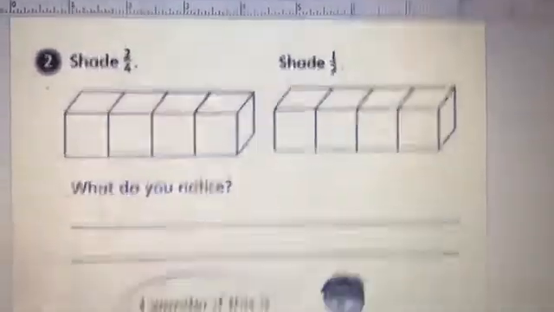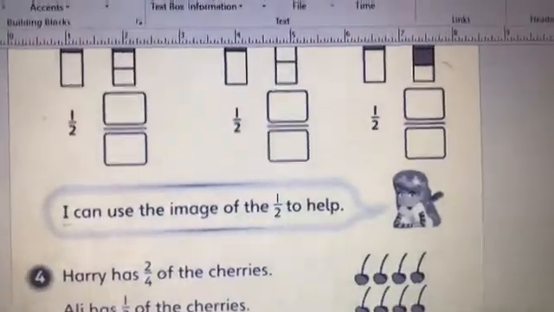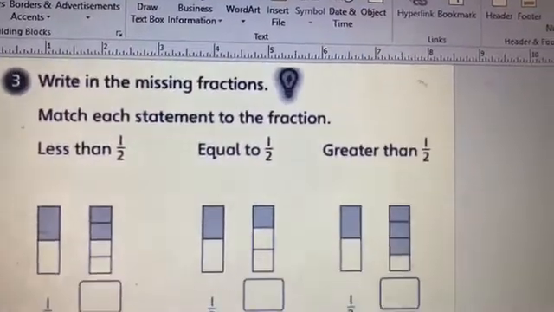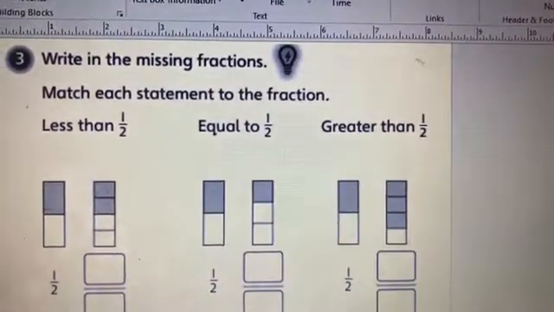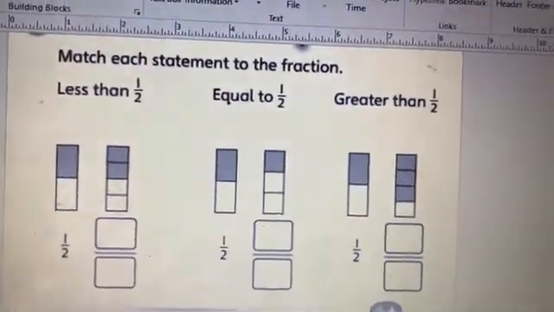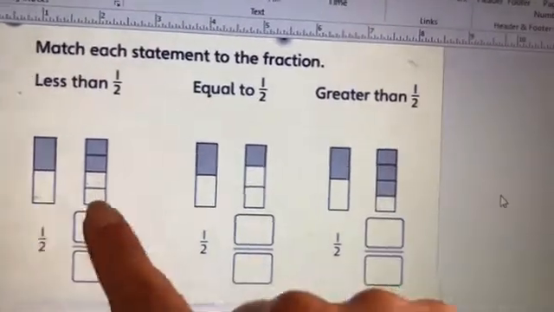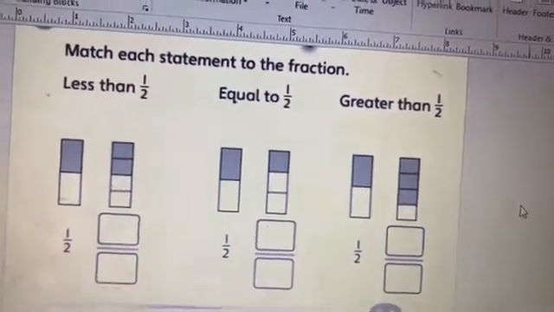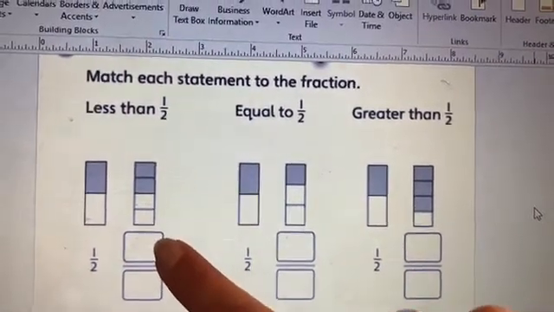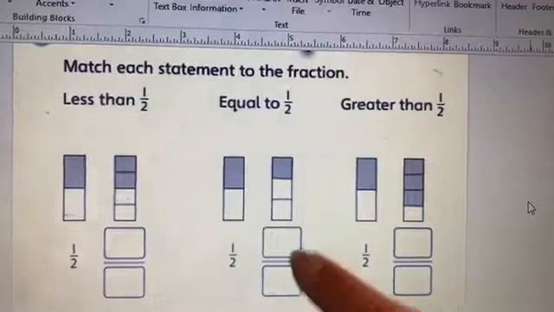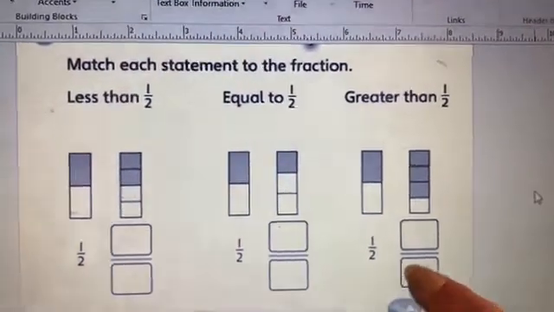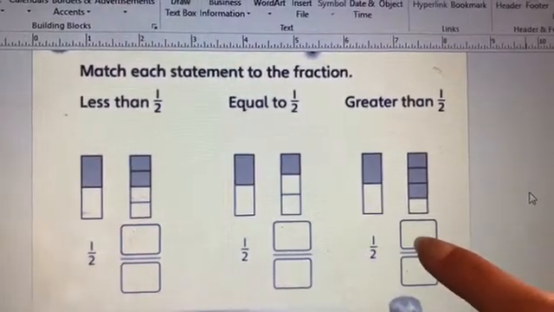Okay. Next part. So, question 3. It says, write in the missing fractions. Match each statement to the fraction. Okay, so what you've got to do is to have a look at this fraction here and tell me how you'd write it. So, how many equal parts make my whole? And how many parts do I have? How many equal parts make the whole, and how many equal parts do I have?